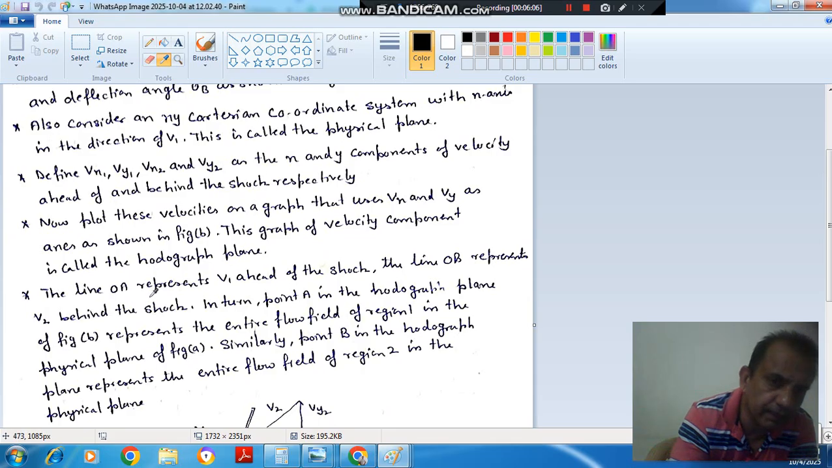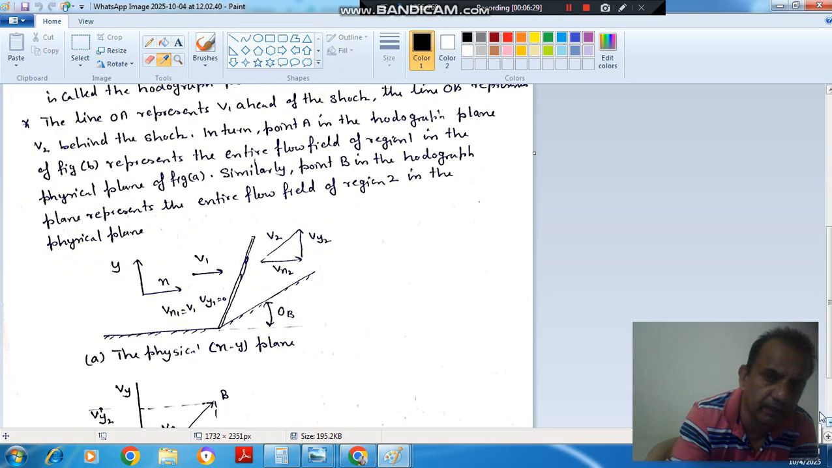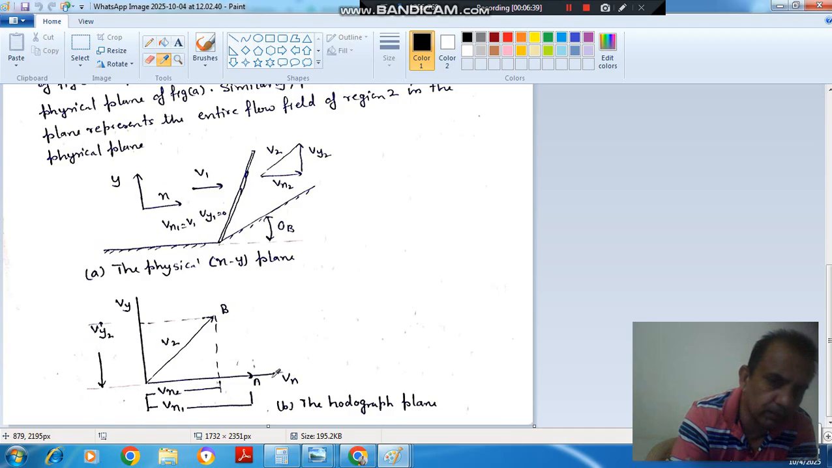Next point, the line OA represents V1 ahead of the shock, the line OB represents V2 behind the shock. In turn, point A in the hodograph plane in figure B represents the entire flow field of region 1 in the physical plane of figure A, and similarly point B in the hodograph plane represents the entire flow field of region 2 in the physical plane. So this point is for before the shock and this point is for after.